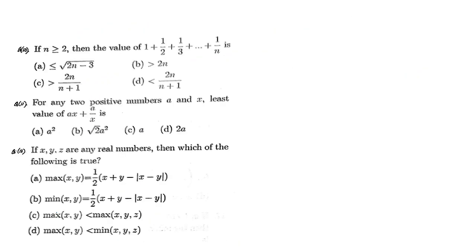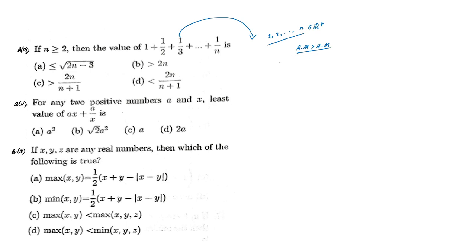Now we'll move to question number 10. If n is greater than or equal to 2, then we need to calculate the value of 1 plus 2 plus 1 by 3 plus 1 by n. So here you just use the simple inequality. You take the numbers 1 up to n. These are positive real numbers, in fact natural numbers. And we will apply AM greater than HM.